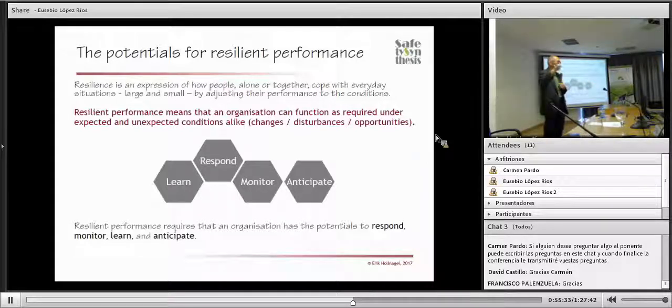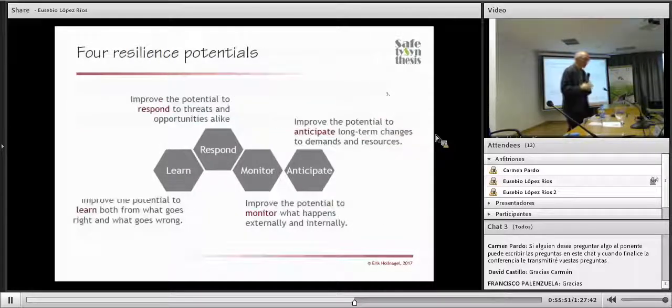When you build an aircraft, when you build a car, when you build a bridge, whatever you do, you must anticipate and say, what will the conditions be further ahead? We cannot say for sure, of course, but we can think about it. So that's the basic of resilience engineering and resilience. You must have these four potentials.